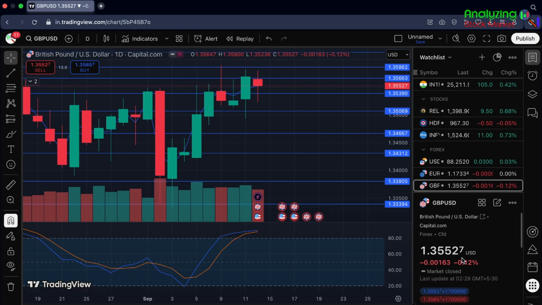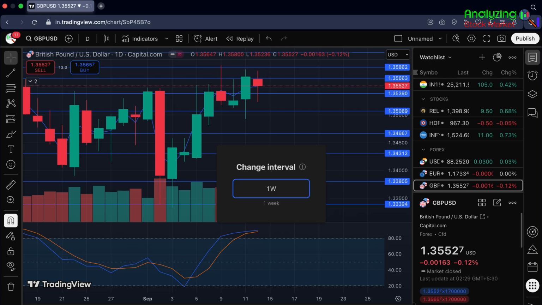I'll be sharing my important support zones and resistance zones, which will help you take better stop loss and target levels according to your bias, and also I'll be sharing my opinion on what could happen in the coming week according to my analysis and previous week movement. So let's check our weekly chart first. Let's open our weekly chart over here.